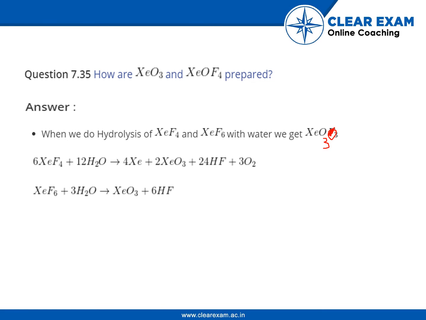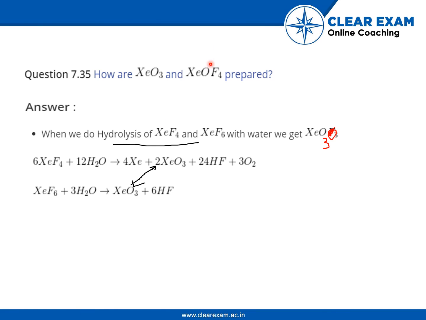Okay, XeO3. And this is a reaction when XeF4 is hydrolyzed. So we get Xe, XeO3, HF, and O2. And when we hydrolyze XeF6, we get XeO3 and HF. So, as the statement states, we get XeO3 when we hydrolyze XeF4 and XeF6.